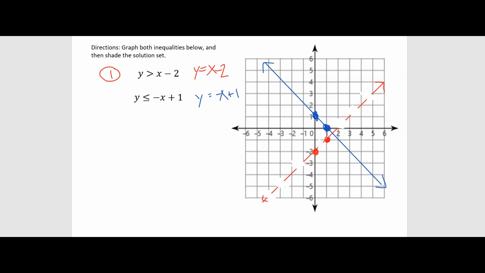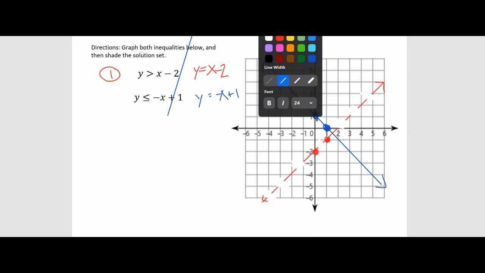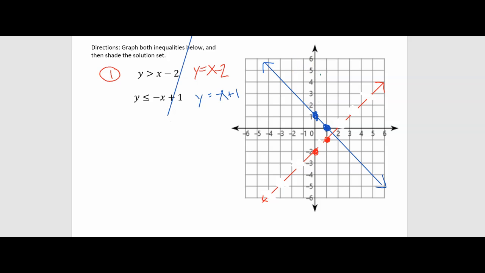Now we need to figure out which side to shade, or which section to shade. There's actually a couple of ways you could do this. You could just pick a point from each of the 4 sections, right? So you have this section, you have this section right here, this section here, this section here.